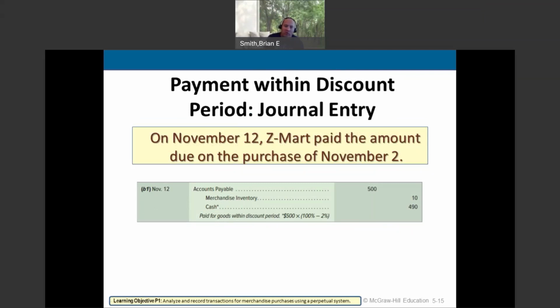So we've got to reduce our inventory value to match what cash we actually paid for this. So that's why we're going to credit our merchandise inventory and credit cash. Now, that's a concept that you may need to watch this part of the video a couple times to fully grasp, okay? And that's fine if you have to do that.